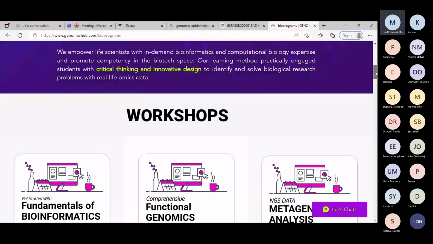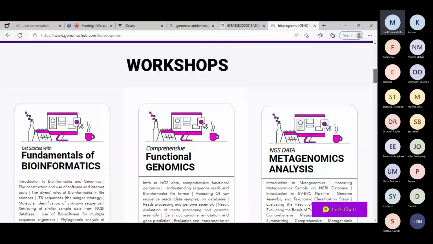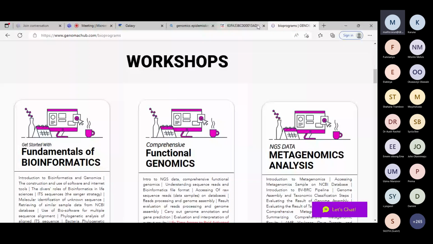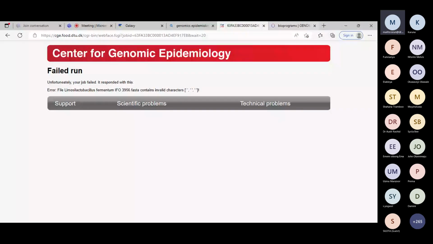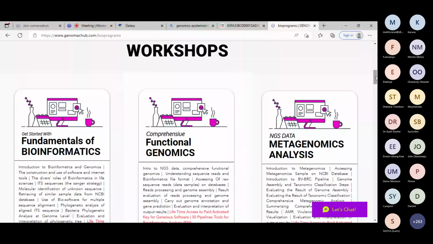And here we have our workshops. Here we have the first workshop. Like I said, we are going to give you a gift. I think there's a problem with this genome, but I will show you how you can get an assembled genome and also use it on the tool. But before we do that, let me just finalize this.